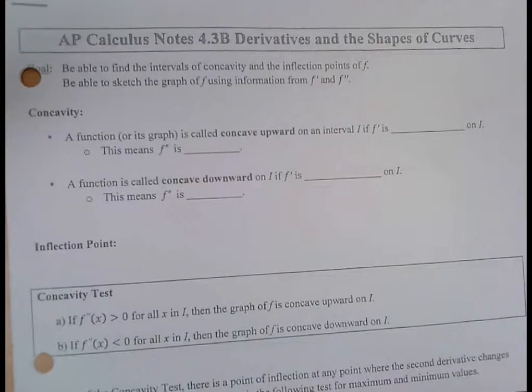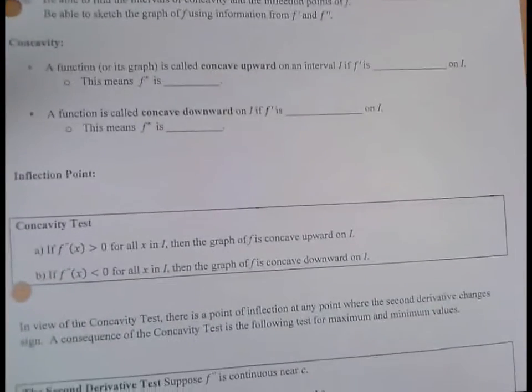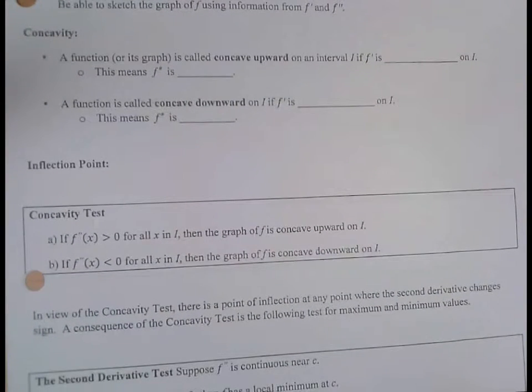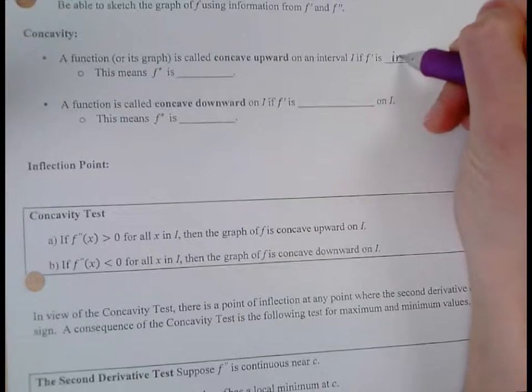So I just wanted to review relationships with concavity, what an inflection point is. I know we talked about it yesterday too, and then there's a couple tests on this front side, and I have a couple examples for us to work through. So for concavity, as a review from the end of chapter 2, a function or its graph is called concave upward on an interval I if f prime is increasing on that interval. So f is concave up if f prime is increasing.